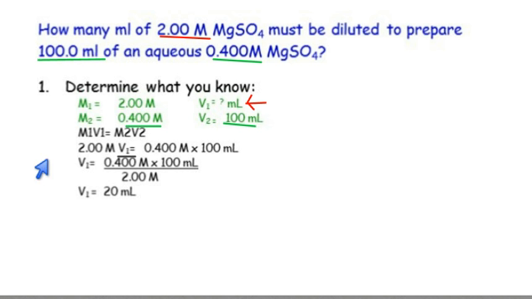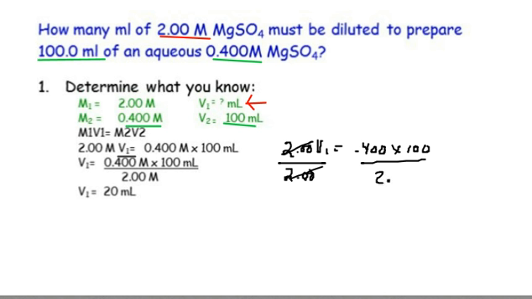Now let's just move this over and show the math part. You have 2.00 times V1 equals 0.400 times 100. You want V1 by itself, so you divide both sides by 2, and then you do the math, and you get 20 milliliters. So you would take 20 milliliters out of the 2 molar solution, put it in a flask, dilute it to 100 milliliters, and you would have a 0.4 molar solution.